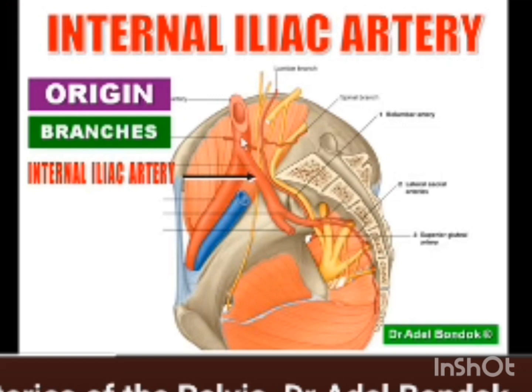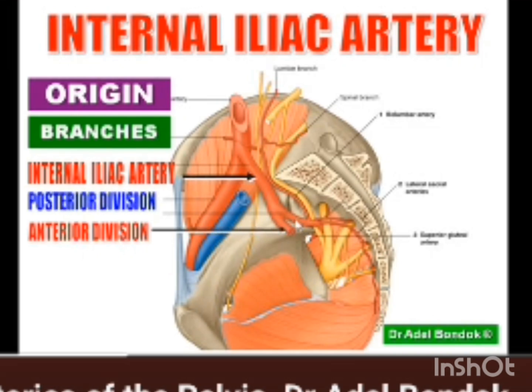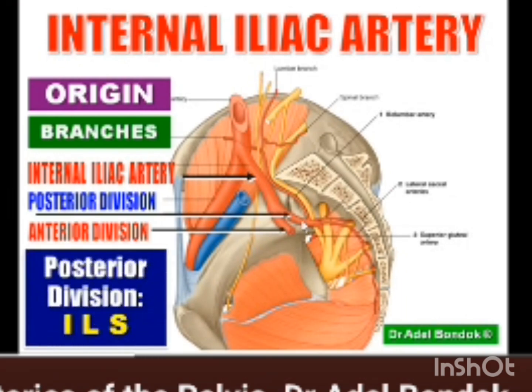It divides into two divisions, anterior division and posterior division. This is the anterior division and this is the posterior division. The posterior division gives three branches, and these three branches are parietal branches, which supply the wall of the pelvis.